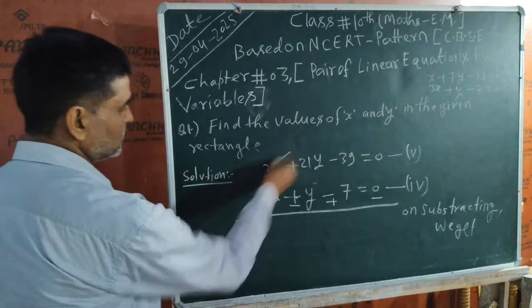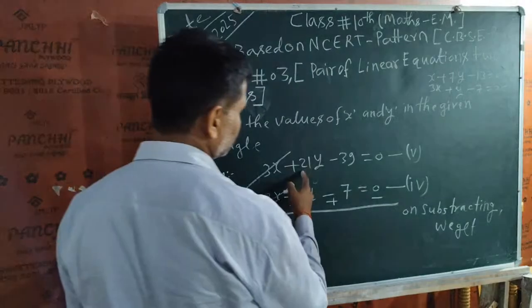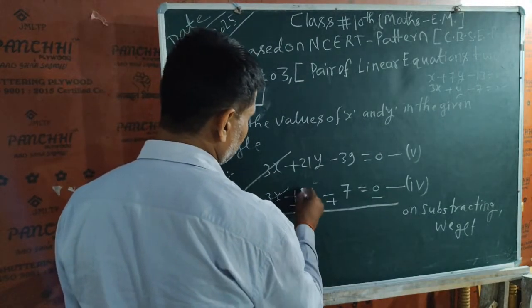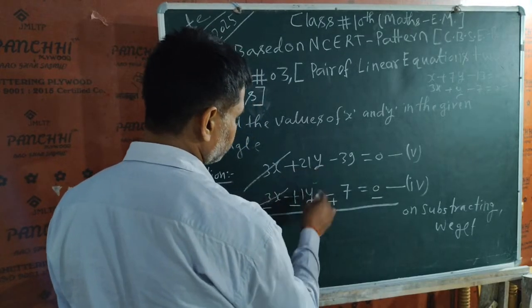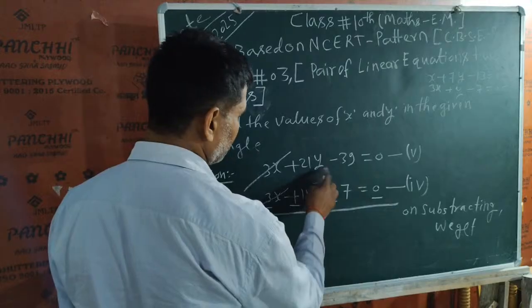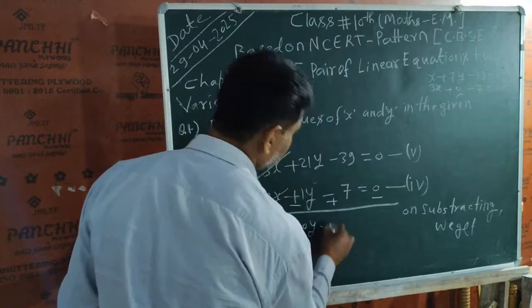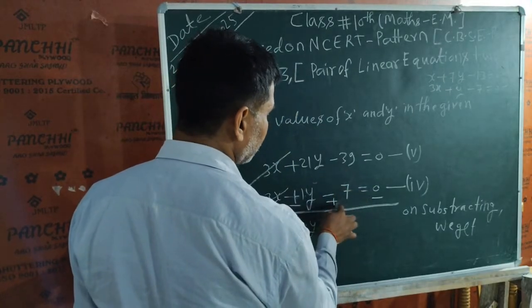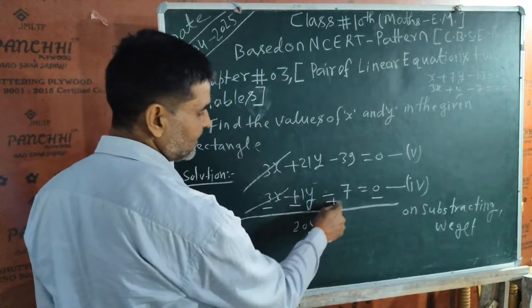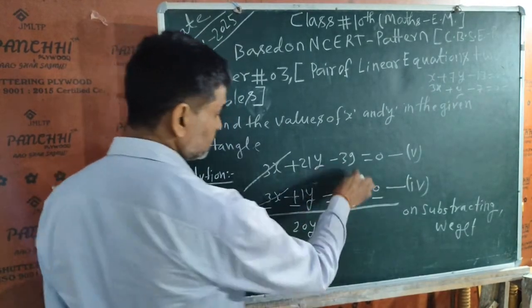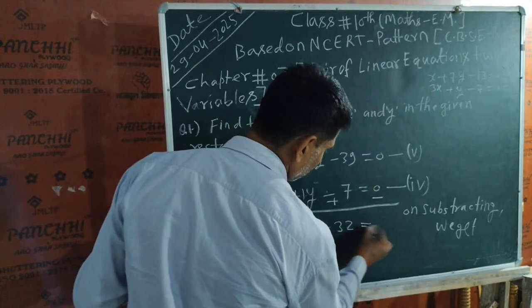Okay, student, so this plus 3x and this minus 3x will cancel out. So I will subtract 21 minus 1, since the coefficient of y is 1. That will be 20y. And here this is minus 39 and this is plus 7, because this 7 has a plus sign. So I will add these, and this will be 32, which is equal to 0.